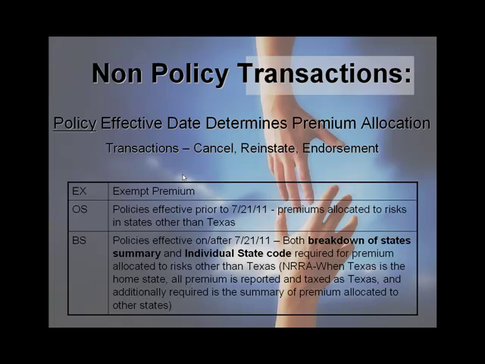Let me repeat that rule for you one more time. The effective date of the policy, not the endorsement, determines which premium allocation procedure you should follow. This is the same type of rule that is applied when determining tax and stamping fee rates.